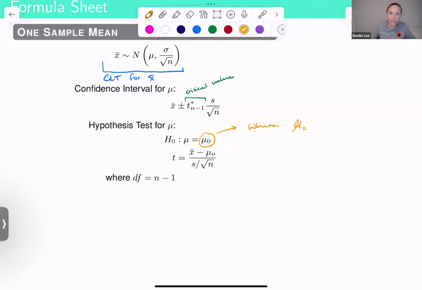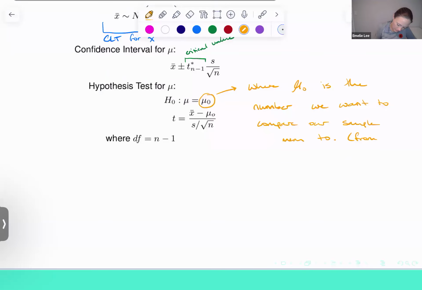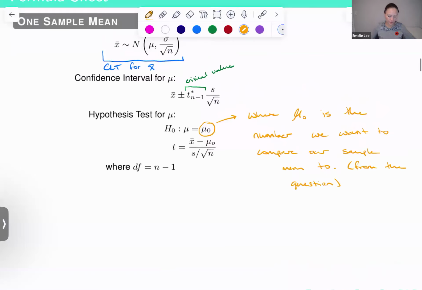Mu naught is the number we want to compare our sample mean to. Right, and this will be from the question. So you'll replace that mu naught with some number.